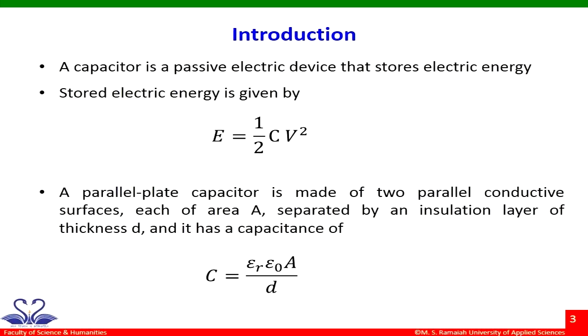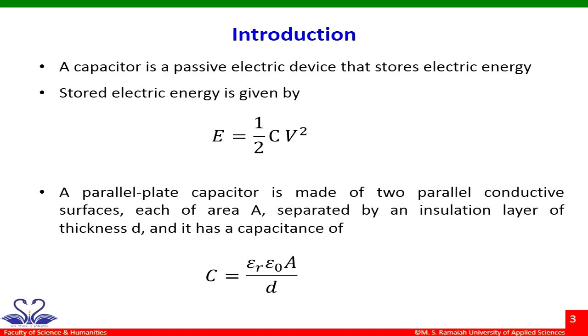A capacitor is a passive electric device that stores electric energy. Stored electric energy is given by the formula E is equal to half CV square, where V is the voltage across the capacitor and C is the capacitance of the capacitor.